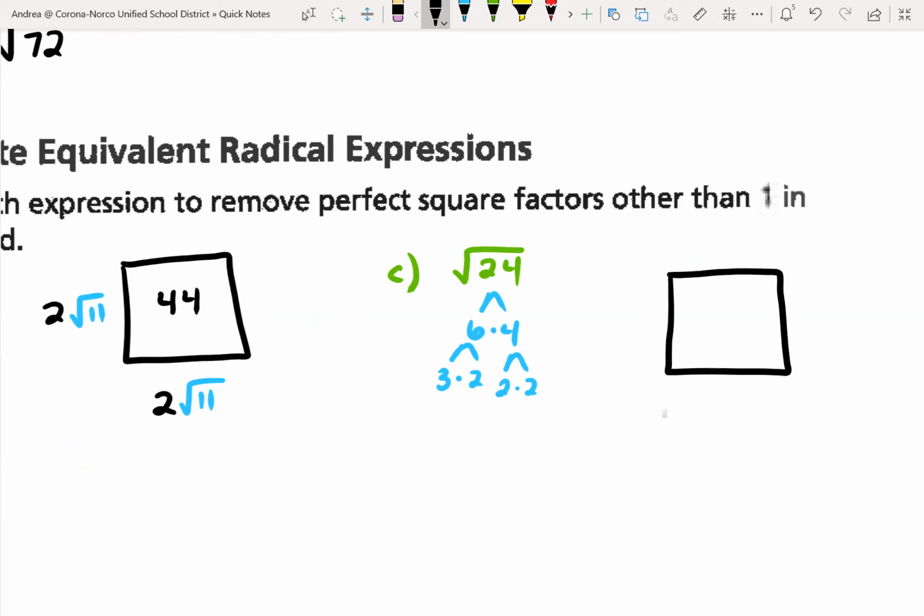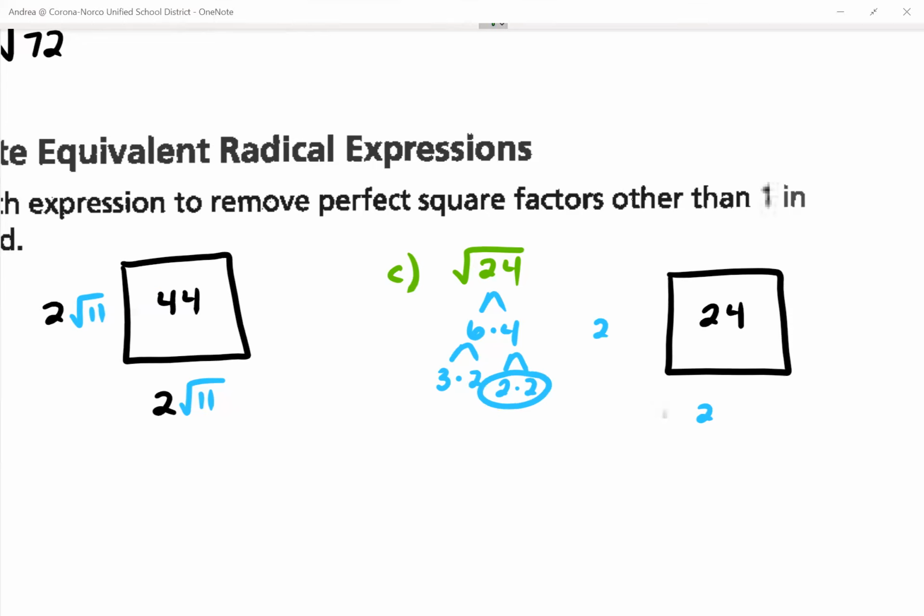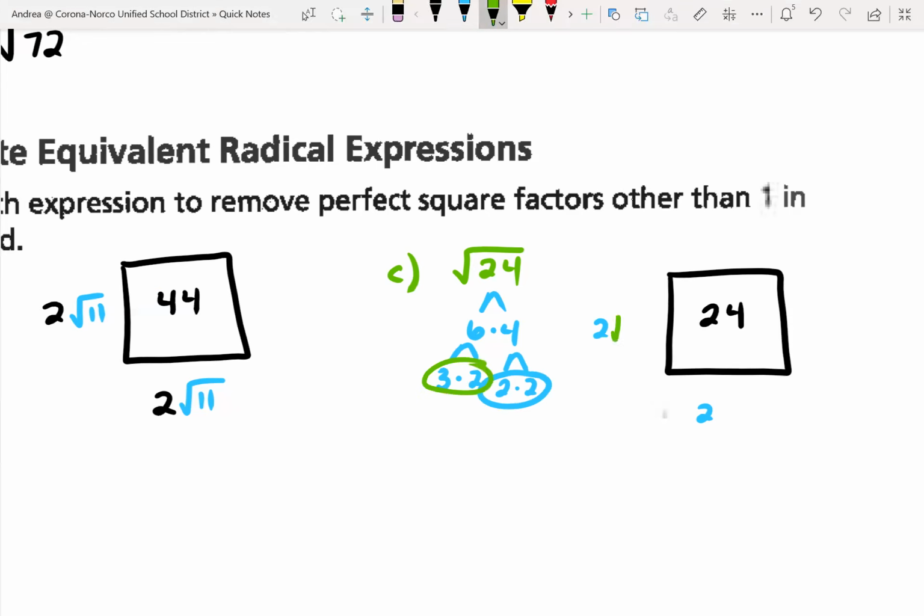So my square is actually, my area is 24. I can have a 2 on this side and a 2 on this side from my pairs. Does that make sense? 3 and 2, they don't have pairs, so they're just inside the radical. The square root of 3 times 2, the square root of 3 times 2. So the length of my sides is 2 square root 6. Any questions over that?